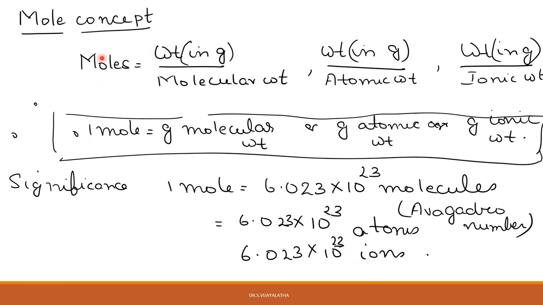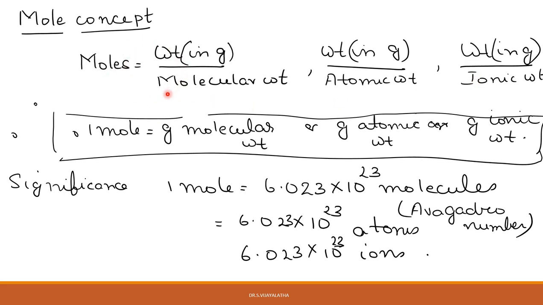Now, what is a mole? Mole is the weight expressed in grams divided by the molecular weight. So we can find out the number of moles of any compound if we know the weight of that compound in grams and we divide it by the molecular weight. This formula is very useful for us to convert a particular weight to moles or to convert moles into weight. Similarly, for an element, it will be weight in grams by atomic weight. For an ion, it will be weight in grams by ionic weight.